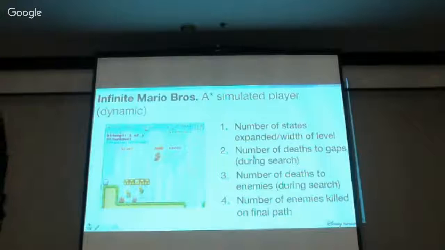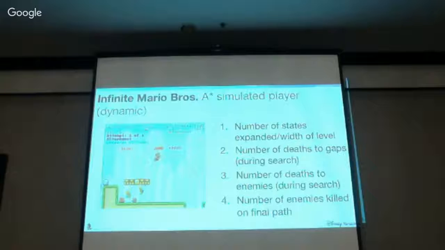The features that we extracted from this A-star simulated player were the number of states that it had to expand to get through a level versus the width of the level, some notion of effort. The number of deaths to gaps, and while it didn't die at all in the final playthrough, it does die during search. The number of deaths to enemies, and the number of enemies that it had to kill on its final path. We include that because the A-star agent was just trying to get to the end of the level as quickly as possible.